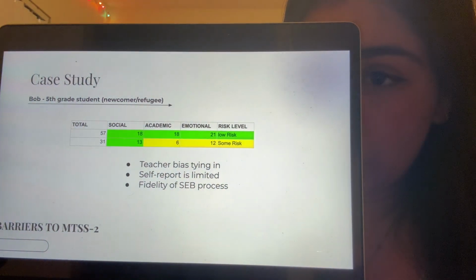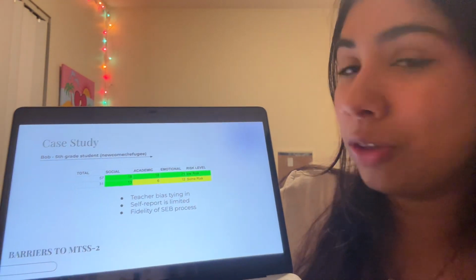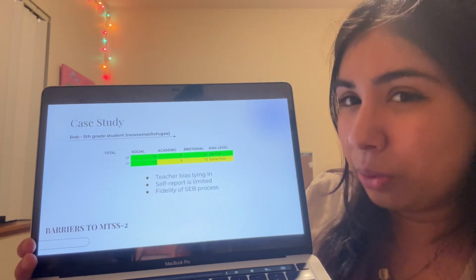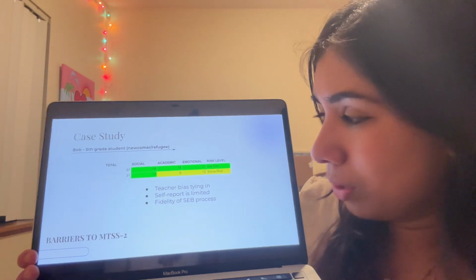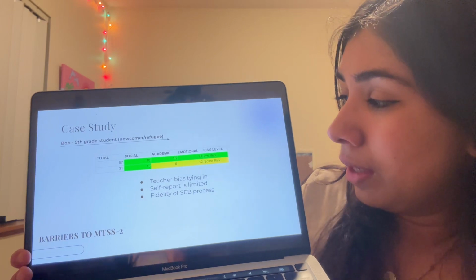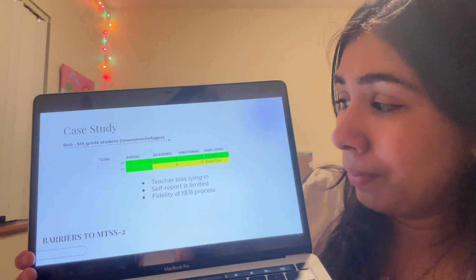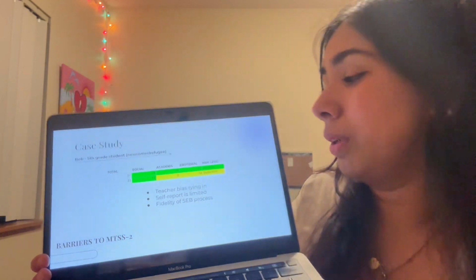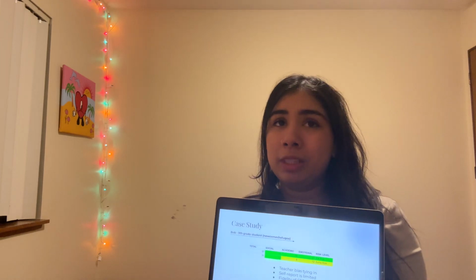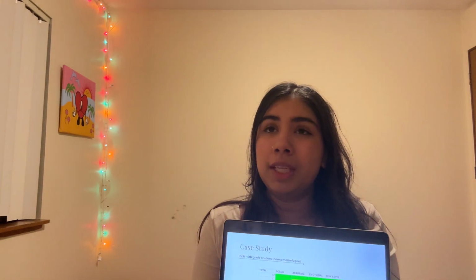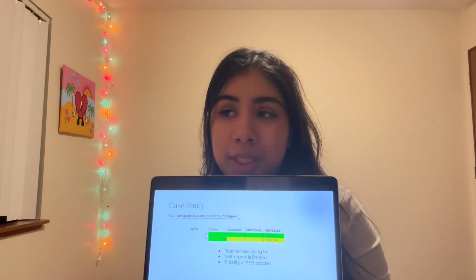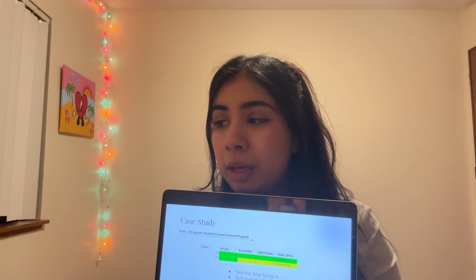So he totaled a score of 31, which puts him in the some risk area, out of a total score of 57. And in the social aspect, he got a 13 instead of an 18. Academic, he got 6 instead of 18. And in emotional, he got a 12. That's not a 21. So this is something really important that I would like to point out, because the student was only observed in settings where English was the dominant language, and this student did not know much English coming into the school, and he is still learning.